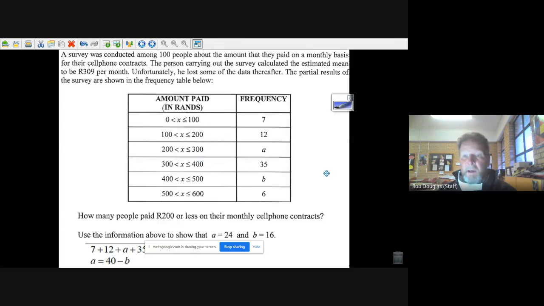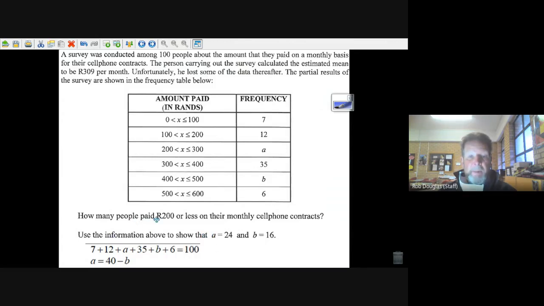And what this question forces you to do is to understand exactly what's going on with a frequency table and an estimated mean. When you look at this table, you have to see that when you see a frequency of 7, it means 7 people paid between 0 and 100 Rand, and 12 people paid between 100 and 200. They say they're missing the information between 200 and 300. They're missing the information from 400 to 500, but they know the other parts. Okay, well, let's just look at the questions here and see if we can figure it out.